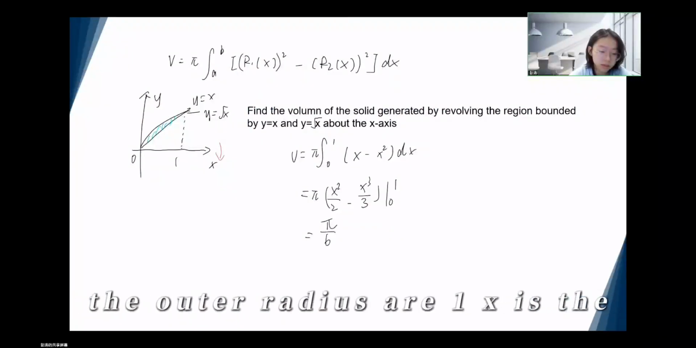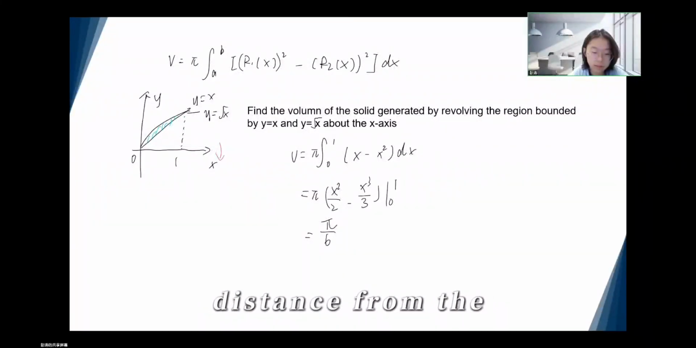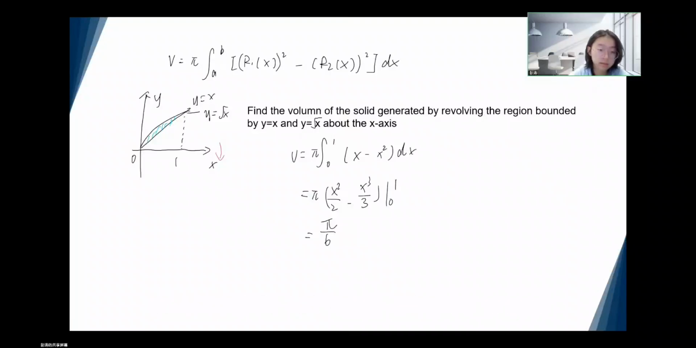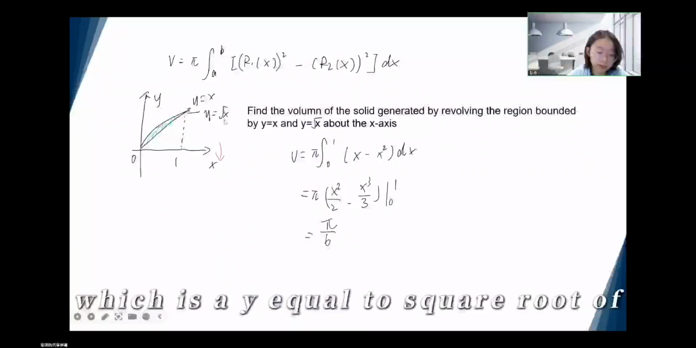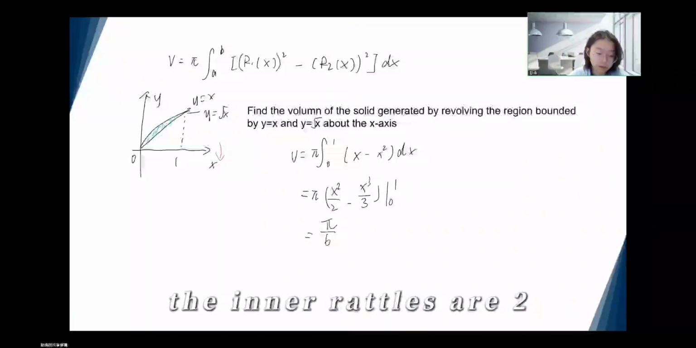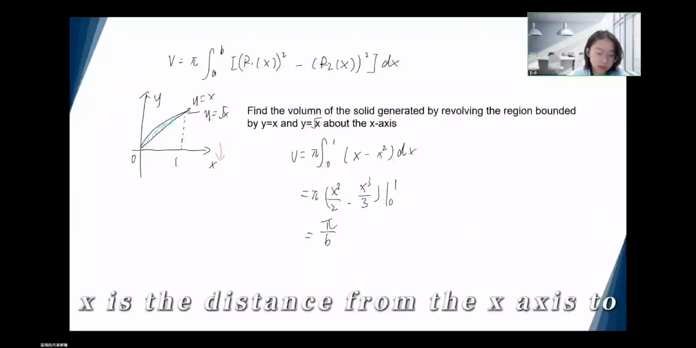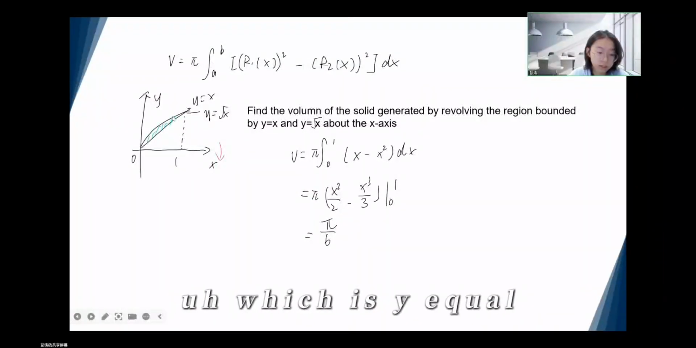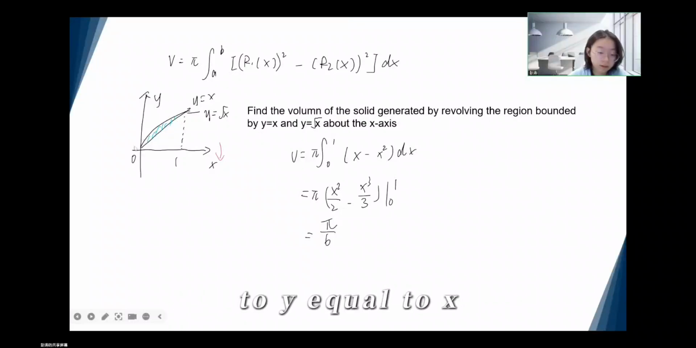The outer radius R1(x) is the distance from the x-axis to the outer curve, which is at y equal to square root of x. The inner radius R2(x) is the distance from the x-axis to the inner curve, which is y equal to x.